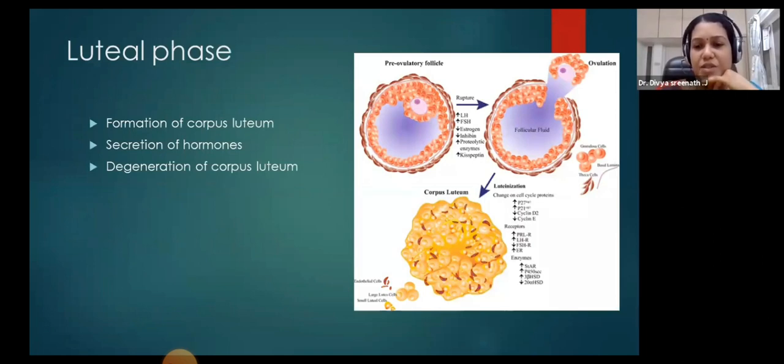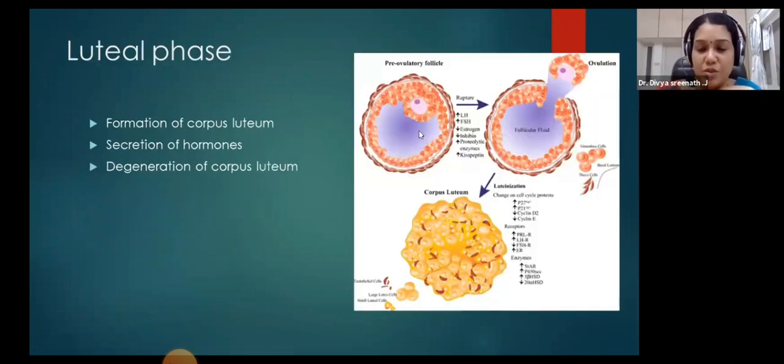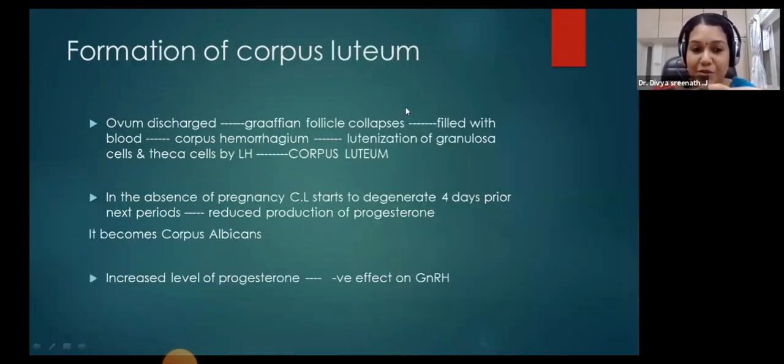After ovulation, the Graafian follicle will be converted into the corpus luteum. The corpus luteum has an important role in hormone support also. After the oocyte moves out, the Graafian follicle becomes filled with blood. That is the corpus hemorrhagicum. After that, there will be luteinization of the granulosa cells and theca cells by the FSH from the pituitary. Thus, the corpus luteum is formed.